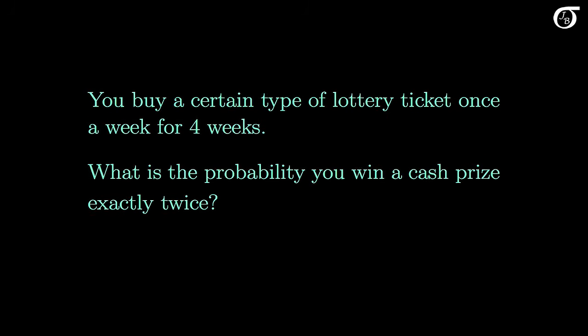Here's another example. You buy a certain type of lottery ticket once a week for 4 weeks. What is the probability you win a cash prize exactly twice? Well, this might sound a little different from the tossing coins example, but from a probability perspective, it's really the same type of scenario, and we can again use the binomial distribution to calculate this probability.